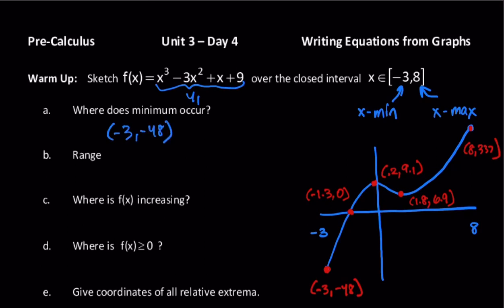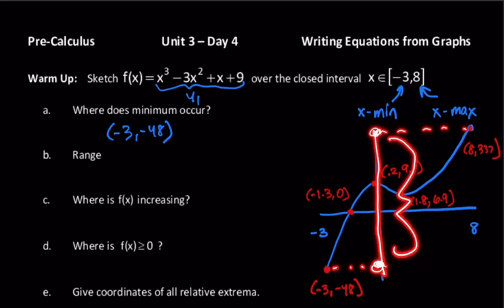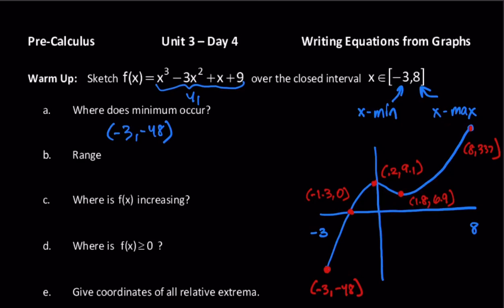What is the range? The range, remember, is a set of y values. So you have to look for your max and your min. And that's going to be the range right there. Range, remember, the y value. So I have to say y is an element of, the minimum value is going to be negative 48. The maximum value is going to be 337. I'll use brackets because it includes those points.